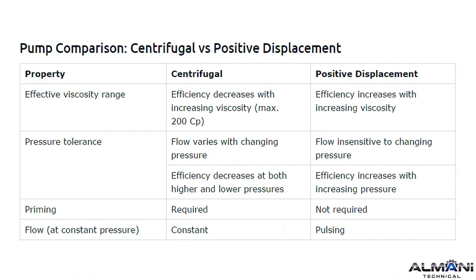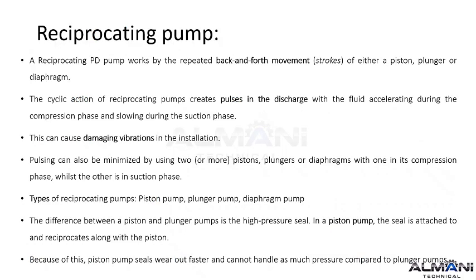Centrifugal pumps lose efficiency with thick fluids and changing pressure, and require priming. In contrast, positive displacement pumps handle thick fluids well, are efficient across pressure changes, are self-priming but produce a pulsing flow. A reciprocating PD pump uses the back-and-forth stroke of a piston, plunger, or diaphragm.